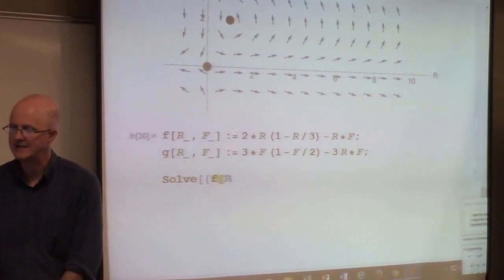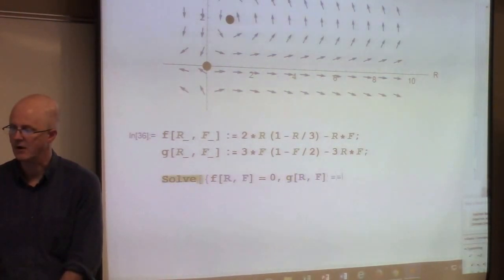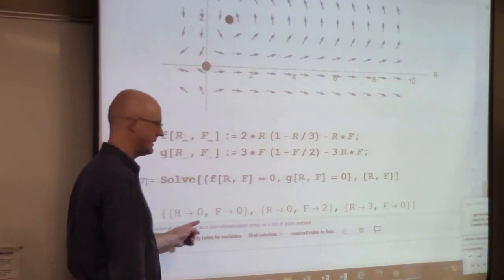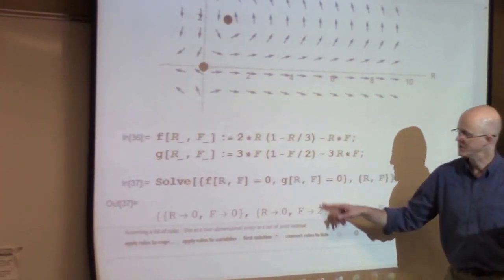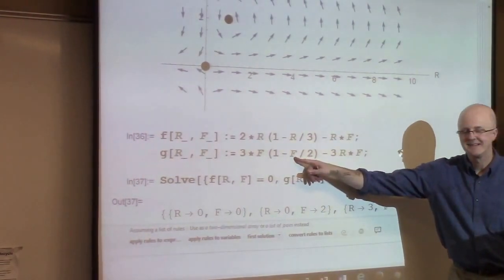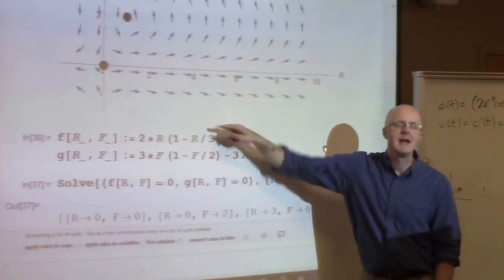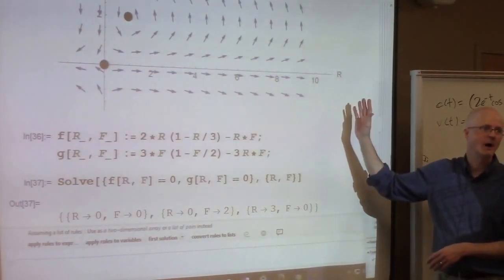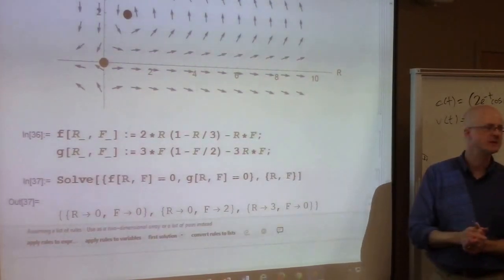I need to set these right-hand side functions equal to 0 and solve for the unknowns to ultimately find my equilibrium points. Looks like there's 3 of them. The origin, 0, 2, which shouldn't be so surprising, and 3, 0, which shouldn't be so surprising. Actually, sometimes with this, there's a 4th one in the first quadrant where R and F are both positive. That can happen sometimes. It's not happening with this particular one, but it can.